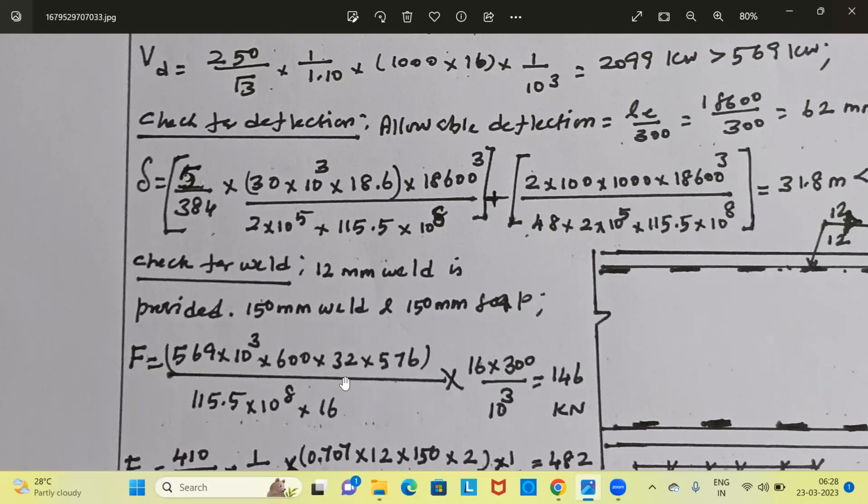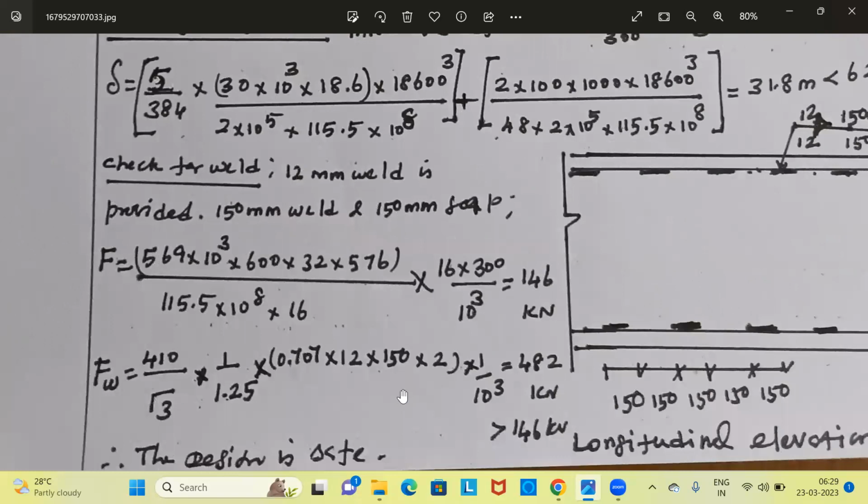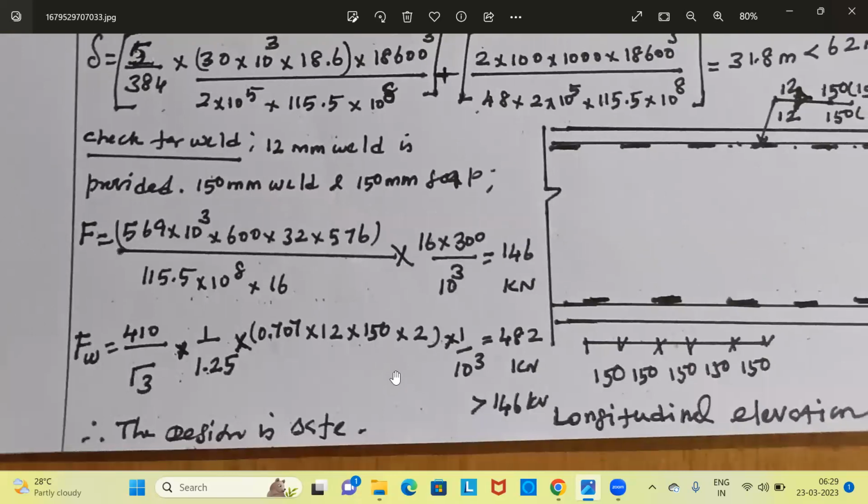Stress into area. Stress is A y bar by I B. Area is breadth into influence length, 16 into 300. The whole thing comes to Newton, so divide this by 10 power 3 and you will get it in kilonewton. It is 146 kilonewton.